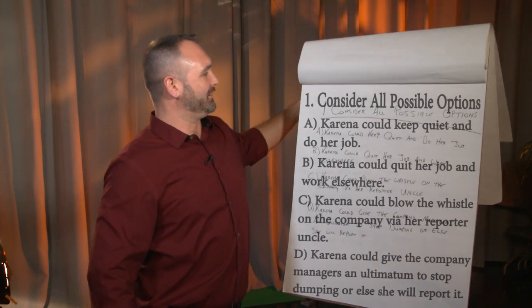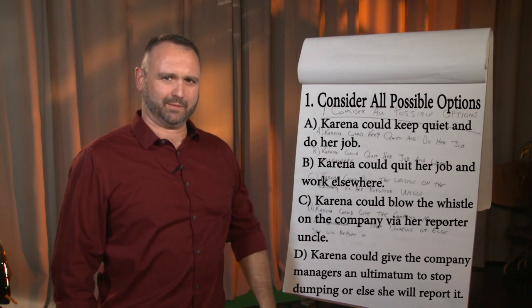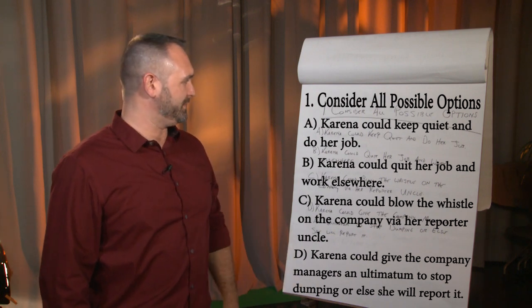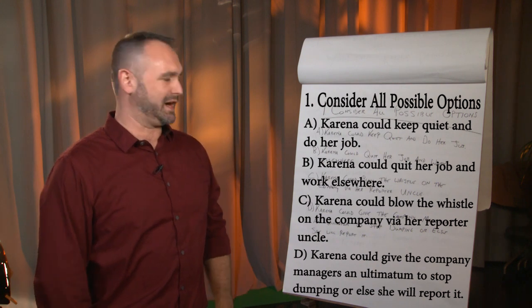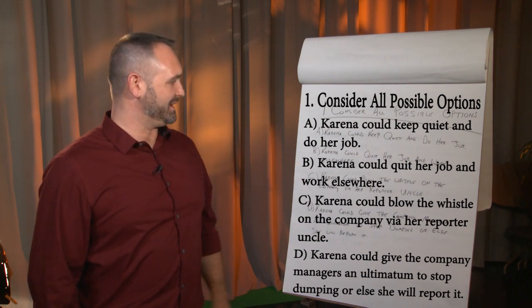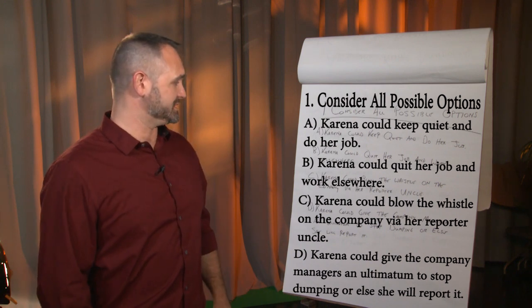So let's remind ourselves what our options are from Karina's dilemma. What should Karina do about the illegal chemical dumping at her company? The first option that we identified was that Karina could keep quiet and do her job. The second option we identified is that Karina could quit her job and work elsewhere. She might just leave the company entirely.